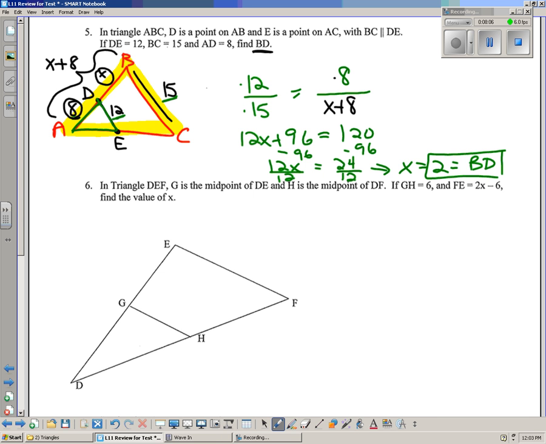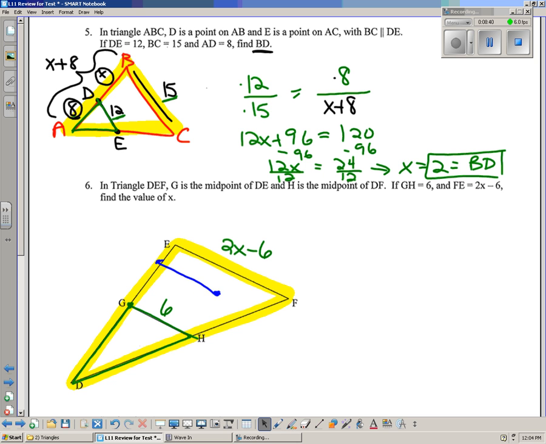It says in triangle DEF, G is the midpoint of DE, and H is the midpoint of DF. So we get a midpoint triangle down here. So this triangle is half, or the corresponding sides are half the corresponding sides of the large triangle. So it says if GH is 6, and FE is 2x minus 6, we want to find the value of x. So again, realizing, if I took GH for a minute, which is 6, and in my mind I kind of dragged it up. If you notice, that side is 6, and it's half of this. So 6 and 6, or double 6, is 12.